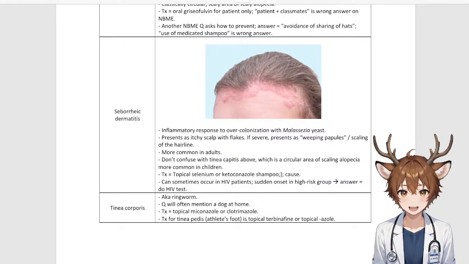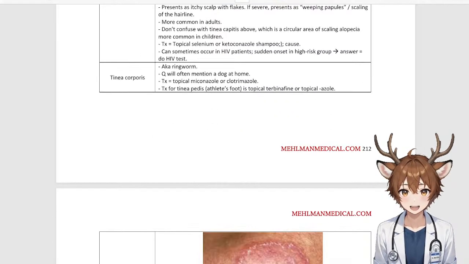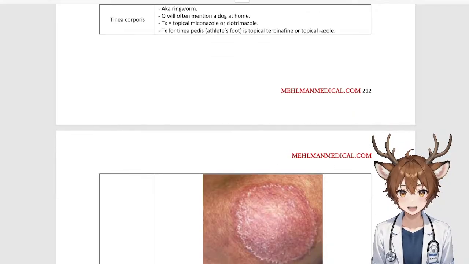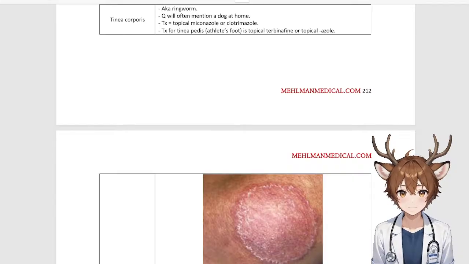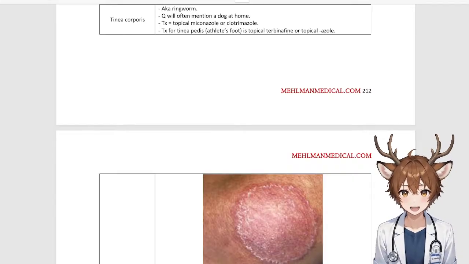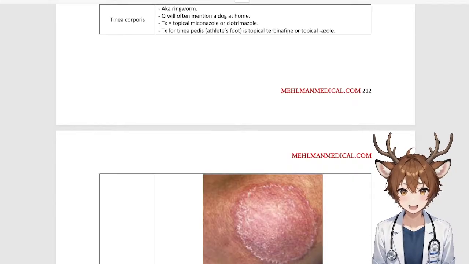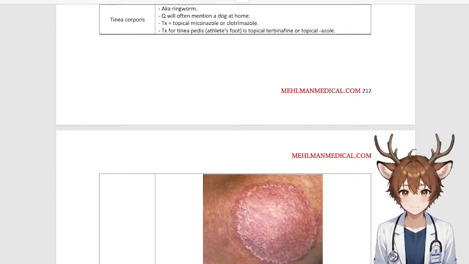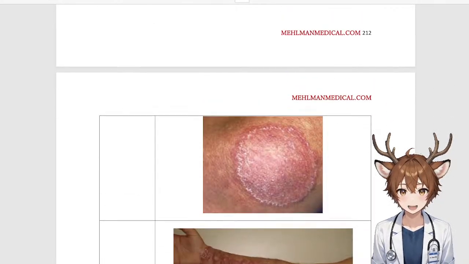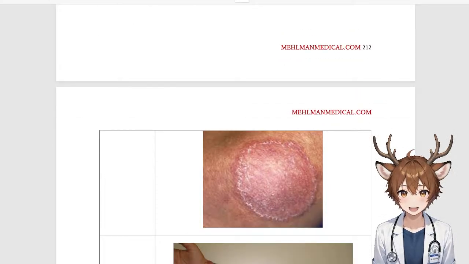Tinea corporis, aka ringworm, which you can see right there. Question will often mention a dog at home. Treatment would be topical miconazole or clotrimazole. Treatment for tinea pedis, athlete's foot, is topical terbinafine or topical azole. So that's your tinea corporis right there.